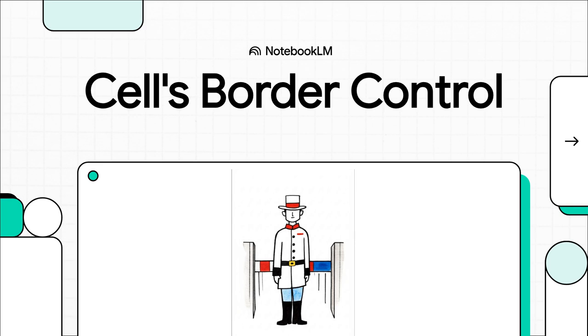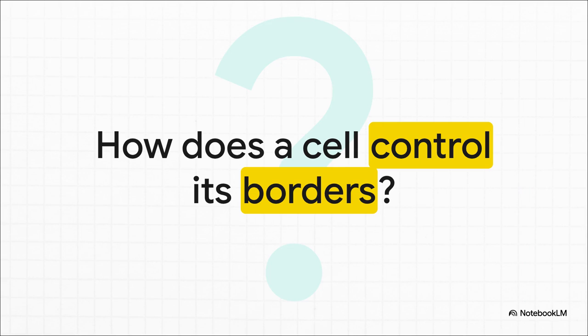Let's get into it. So I want you to picture each one of your cells, all trillions of them, as its own little bustling city. Now, every city has a border. For the cell, that's the cell membrane. And just like a real city, it needs some serious border control to manage all the traffic. Supplies coming in and trash going out. So how in the world does it pull that off?